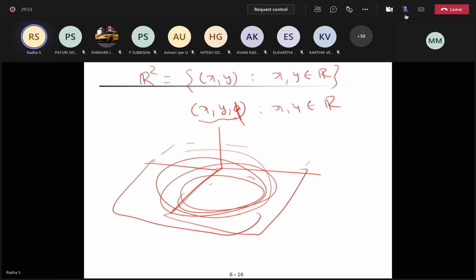Even you can fix it also. I can fix x comma y comma 1. That means this plane is slightly shifted to the top. You are fixing z equal to 1 and just varying x and y. Whichever things vary, you have to see how many things vary. How many things vary here? Only 2 things vary. The varying things are coming from R. So it is nothing but R square. Can you understand? Yes, ma'am. Okay.